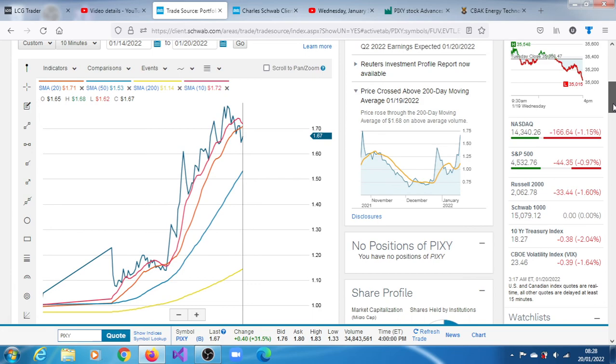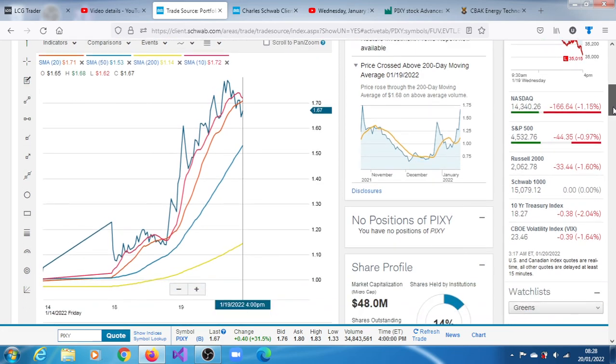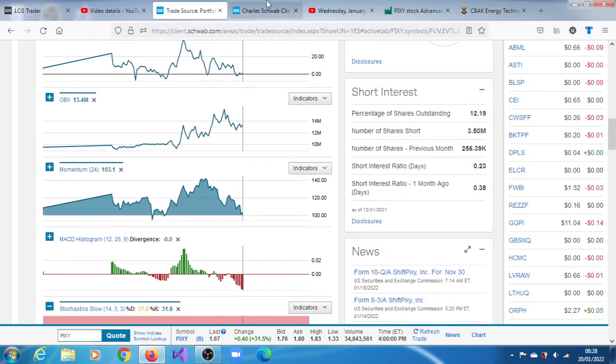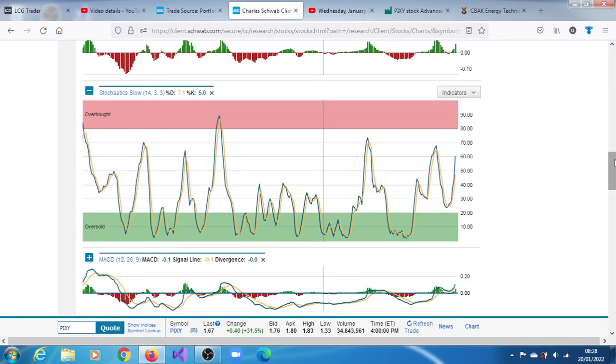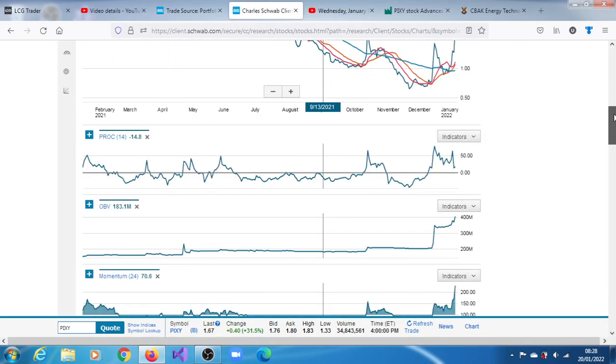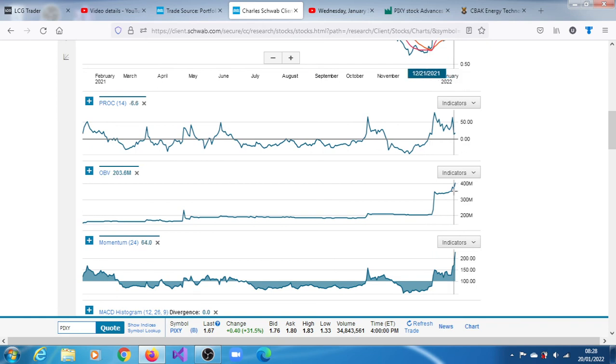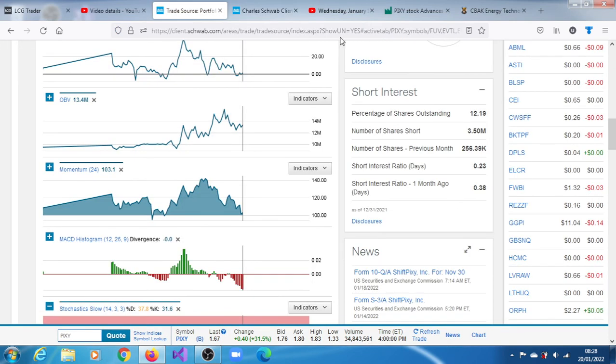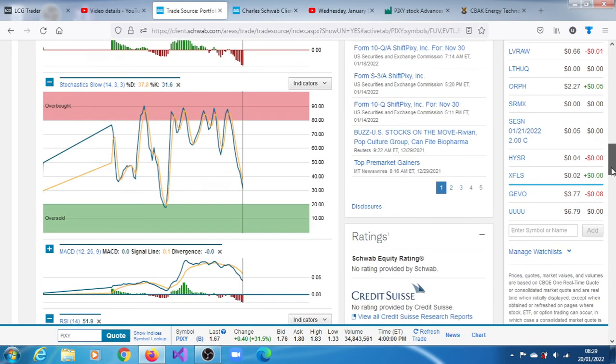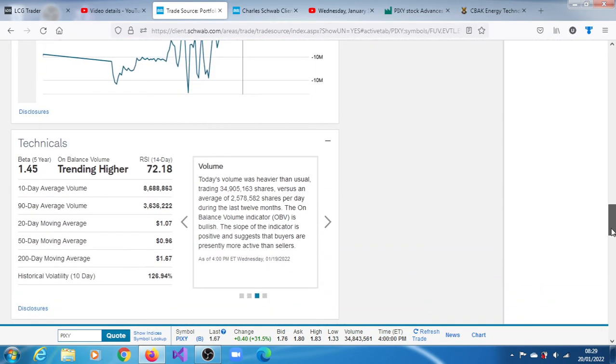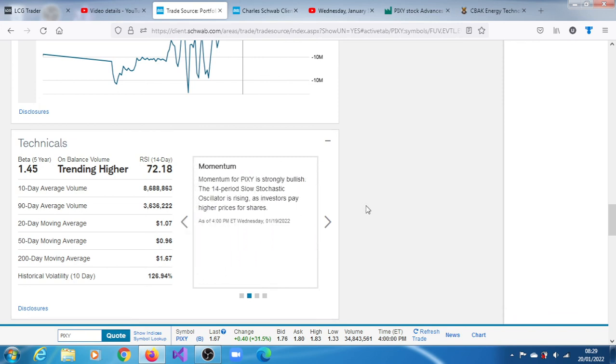The slope of the on-balance volume indicator, that's what we're trying to show you now. So the slope is definitely positive. Yes, buyers are definitely more active than sellers, and they are paying high prices for the shares. That's what's going on with PIXY stock, and we're maintaining our target of $1.97.